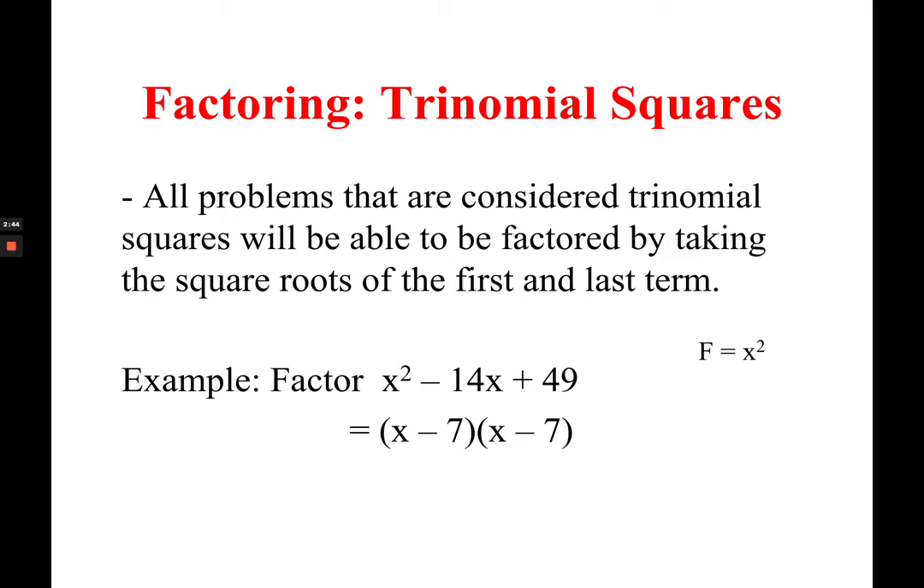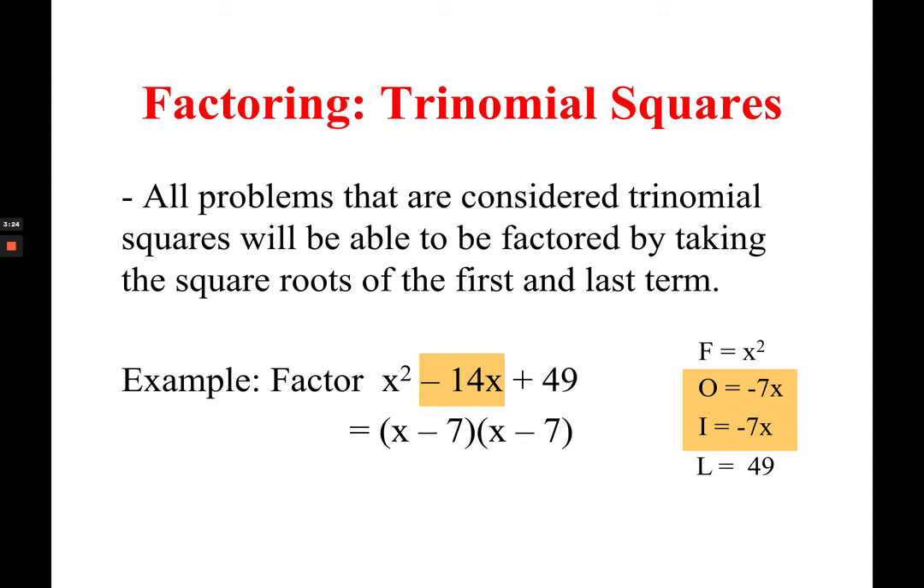If you are going to perform FOIL, x times x is x squared, the outer is negative 7x, the inner is negative 7x, and then the last term gives you a positive 49. That makes sense, because if you combine your outer and inner, it gives you back your middle term, negative 14x, and that is a verification that indeed this is a correct factor. Remember that we were able to factor it by just using your first term and your last term, and by doing the FOIL, it checks out that combining your outer and inner indeed gives you negative 14x.